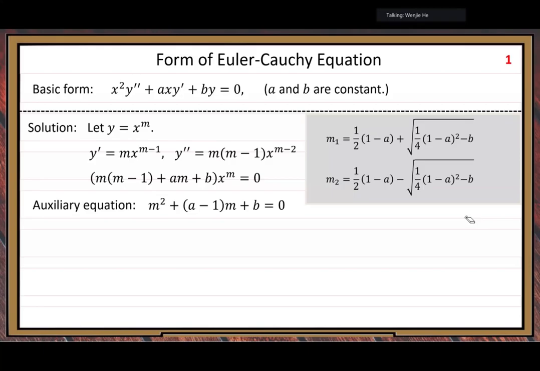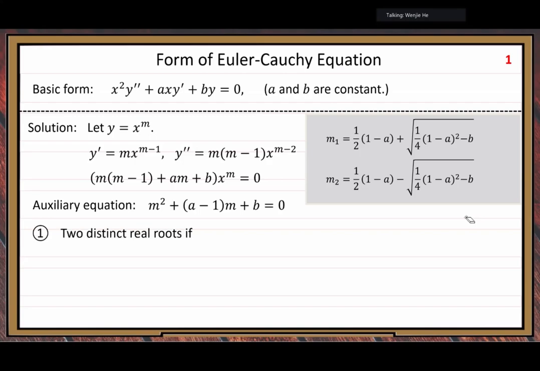Okay. After we get m1, m2, then we are ready to write the solution. But when we write solutions, remember, we need to write a y1 solution and a y2 solution. Two special solutions first. Then we do a linear combination. All right, so there are three cases: 1, 2, 3.